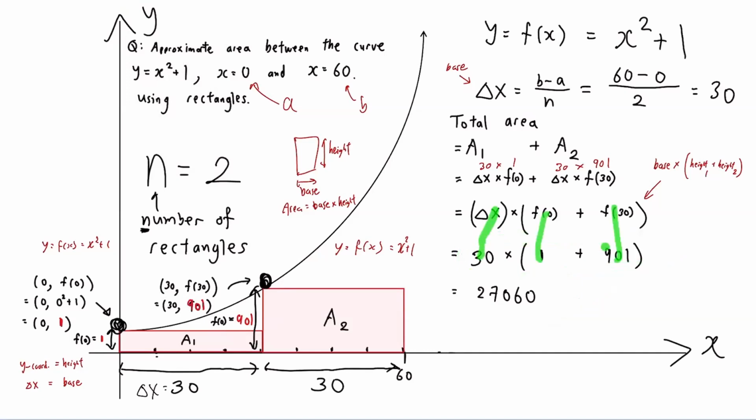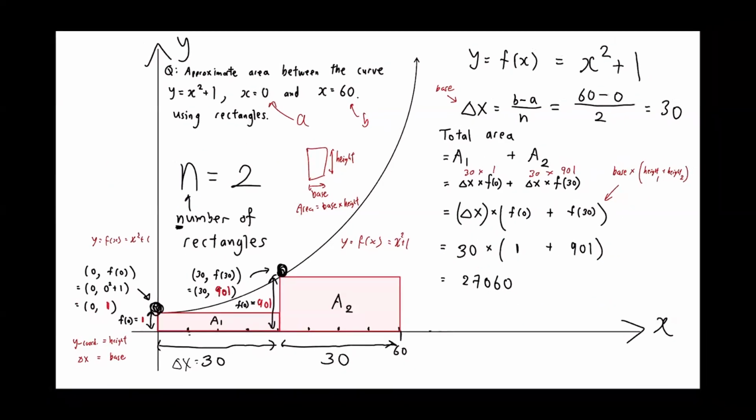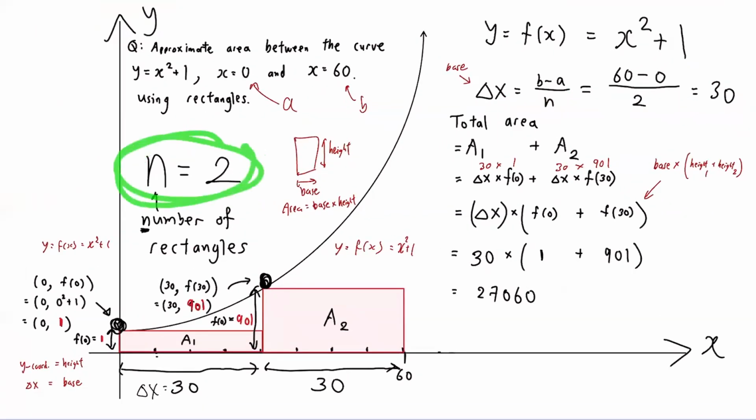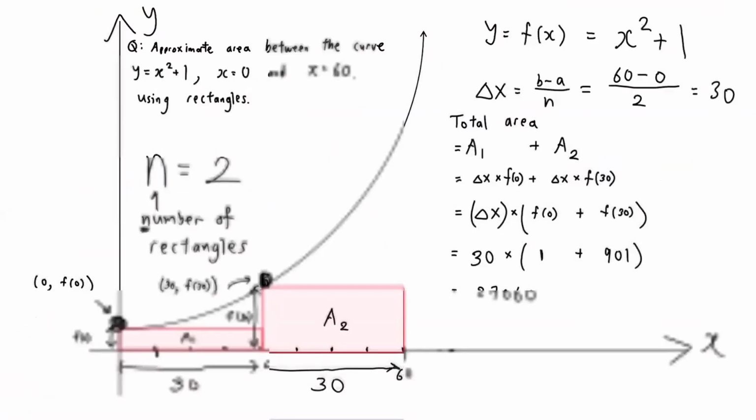This is 30, that's 1, that's 901. Just type in a calculator. That's with two rectangles, n equal to 2. What do you think I'm going to do next? I started with n equal to 2. What do you think I want to do next? n equals 3. Exactly. That's what I'm going to do next.